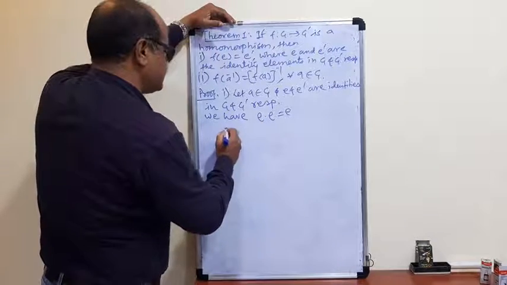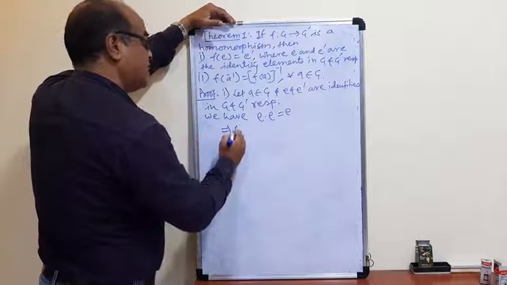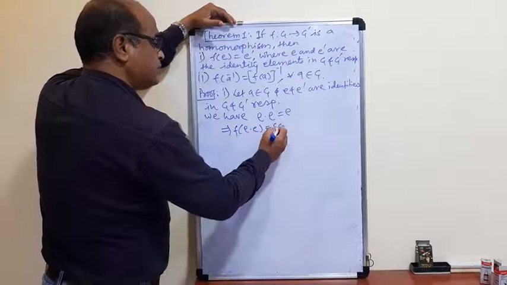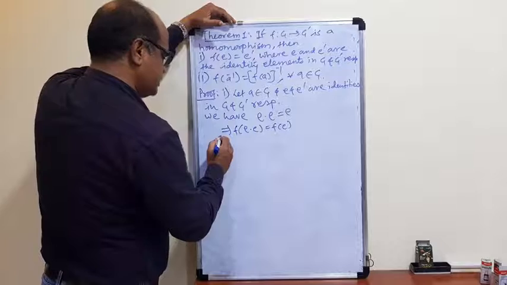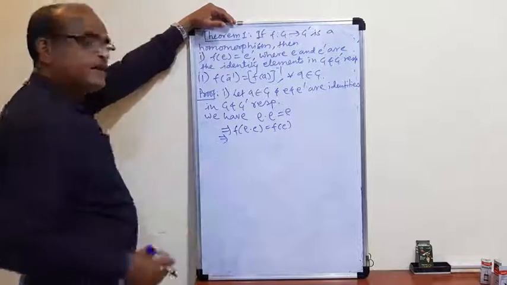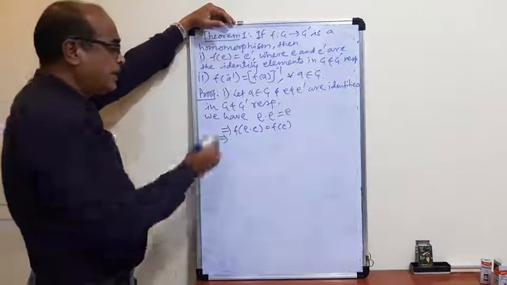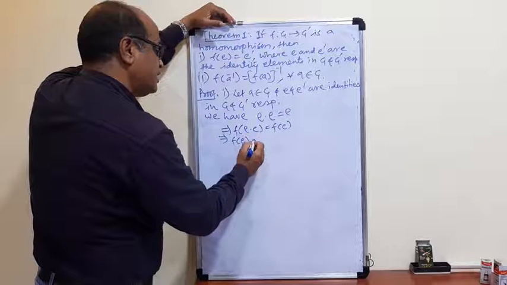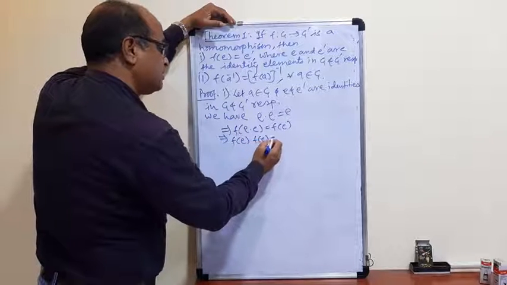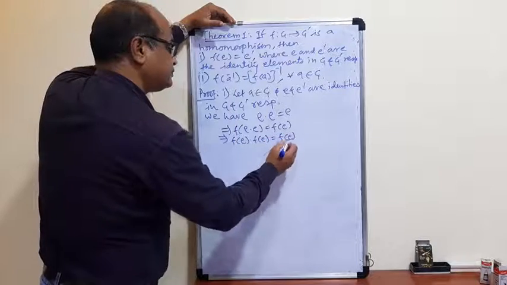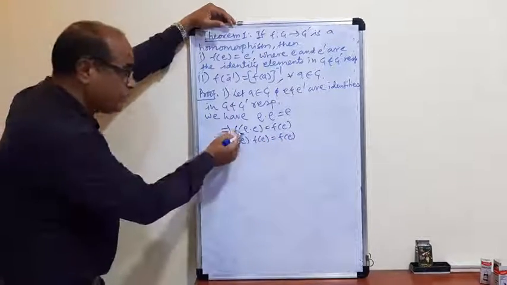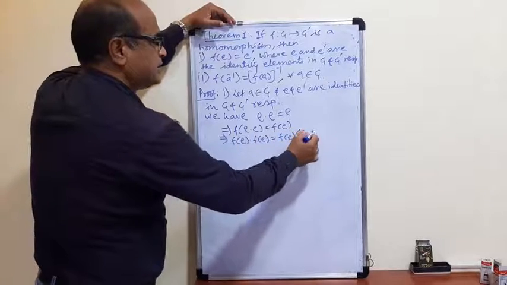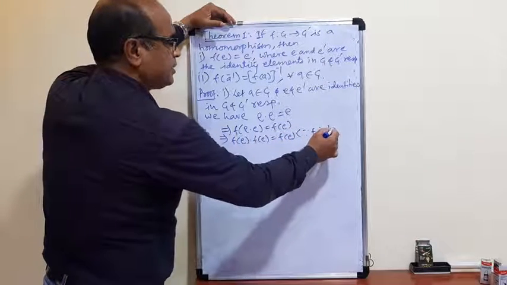So we apply the function f. That is f of e into e is equal to f of e. So this can be written as, since f is a homomorphism, by definition of homomorphism, f of e into f of e is equal to f of e.